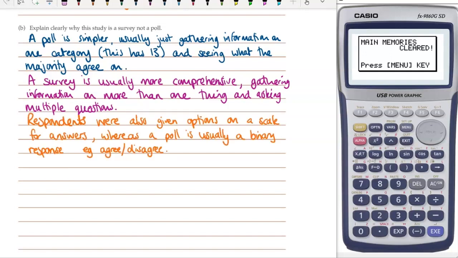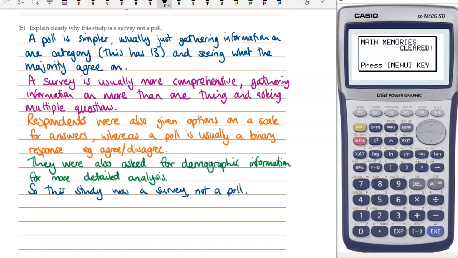We can also see from underneath the graph they were asked some other information about the demographics of their gender, age, social grade and region, and so they were clearly asked more questions than just the response to these fear ones, so it's definitely in the survey territory.